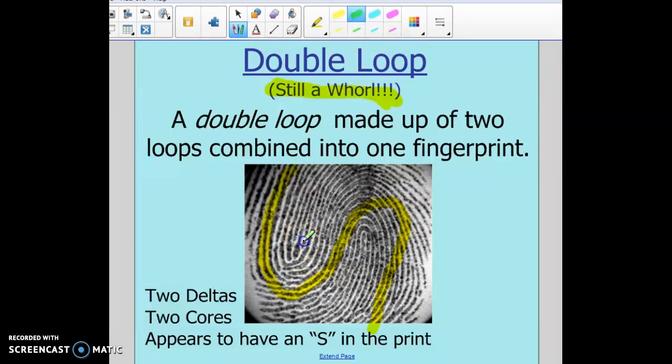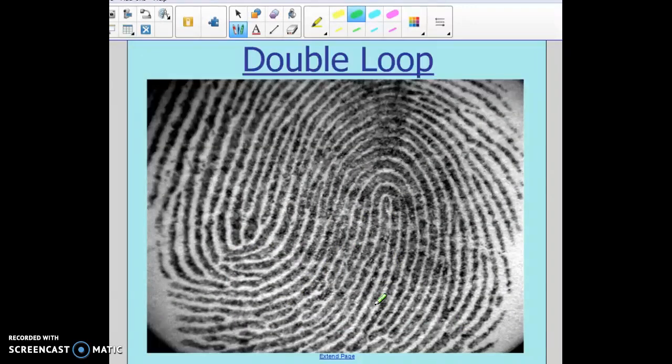There are two cores, usually one here and one here, and they usually do have two deltas, but they're oftentimes way out on the sides and hard to see. The way you know what a double loop looks like is that it has that S shape. That's a very unique characteristic of double loops. Here's another double loop, and you can see your ridge lines making that S in the print.